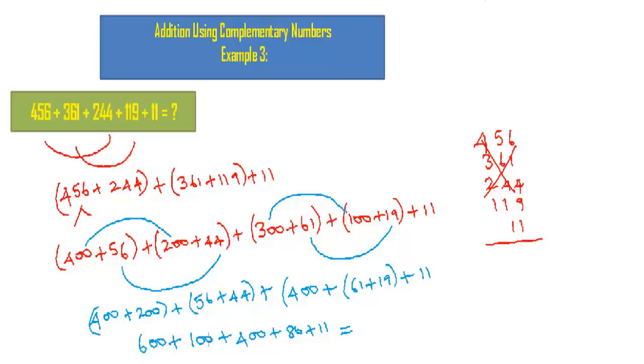So 600 plus 100 is 700. 700 plus 400 is 1100. That is 1100 plus 80 and 11. These two give 91. So the answer is 1191. That's the easiest way of adding with respect to the complementary number technique.